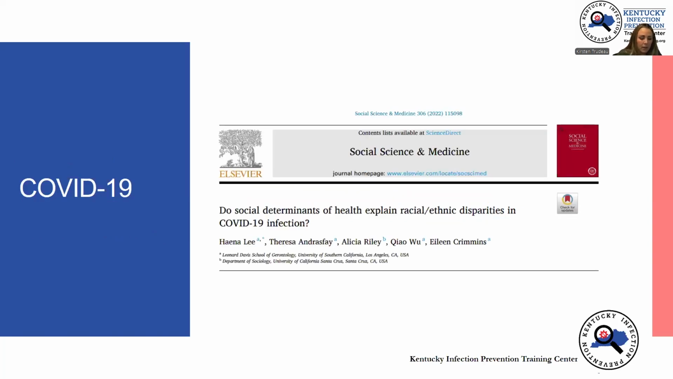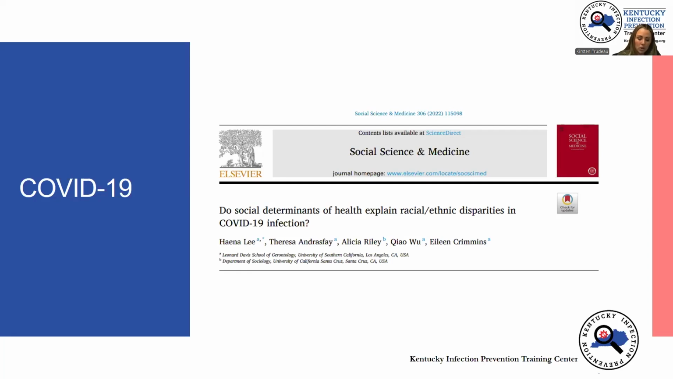And then we have COVID-19. So this was a study that used data from the Understanding America Study, the Understanding Coronavirus in America Survey. And it was used to determine if social determinants of health explain racial and ethnic disparities in COVID-19 infection.